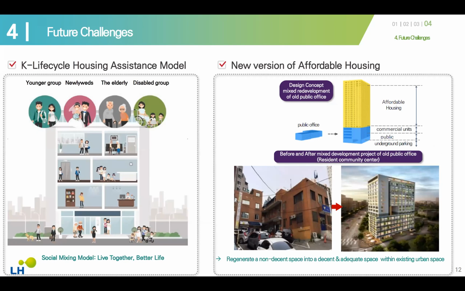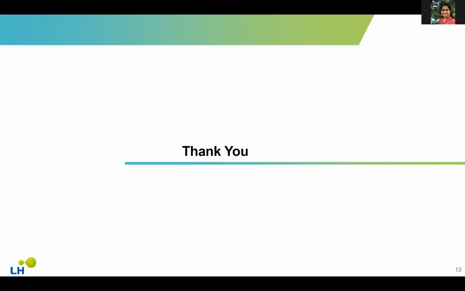These are the future challenges in Korea. The government is focusing on the K life cycle housing assistance model, which is a kind of supportive housing with social mix, and on new approaches to providing affordable housing. This case is about the regeneration of old public offices into a new residential community center. Thank you for listening to my presentation.